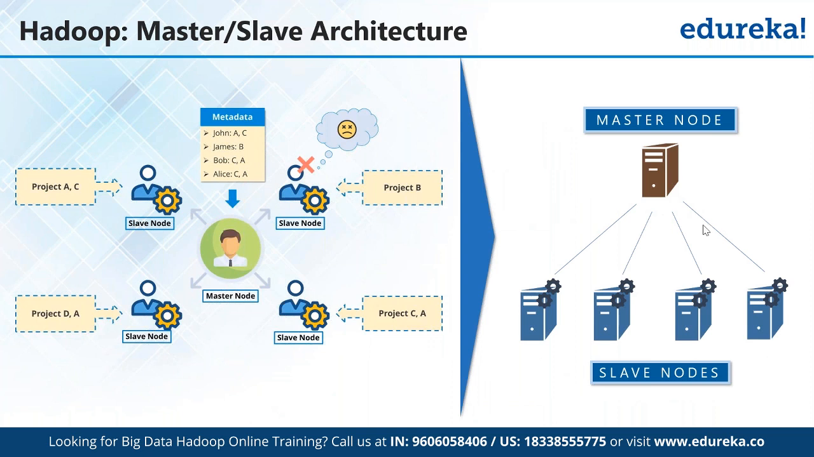Like you see here, the left side is the typical manager and subordinate use case, and on the right side you see the Hadoop master slave architecture. You have a master node and you have slave nodes. The master node monitors the slave nodes. The slave nodes are where the data resides and is also processed. The master has complete information about the slaves, however the processing and the storage happen on the slave nodes. Data gets stored on the slave nodes and data also gets processed on slave nodes.